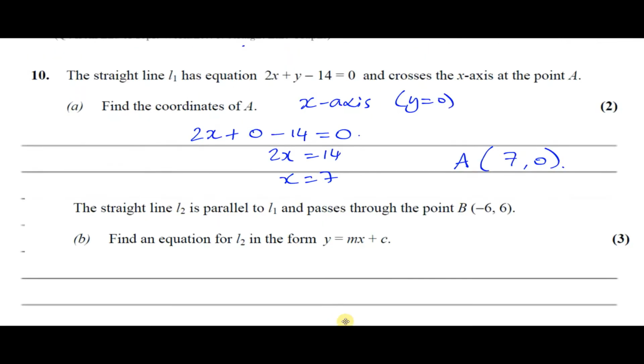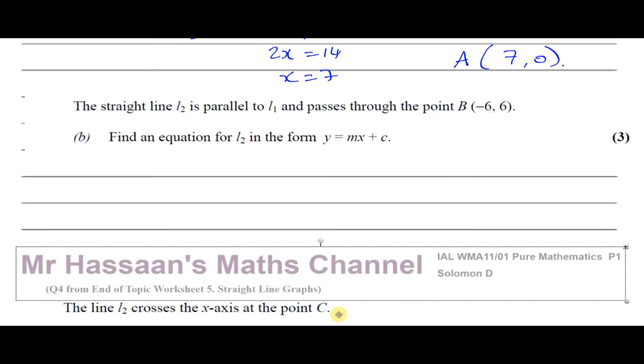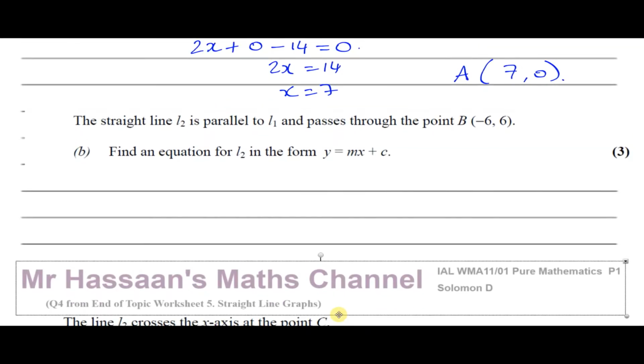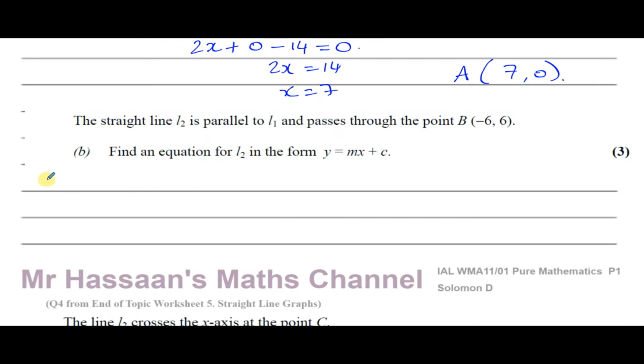Part B tells us that the straight line L2 is parallel to L1 and passes through the point B minus 6, 6. Find an equation for L2 in the form y equals mx plus c. So to find the equation of a straight line, you need two things. You need the gradient of the line, and you need any point on the line. We know there's a point which they told us is B, which is minus 6, 6. What we have to do is find the gradient.